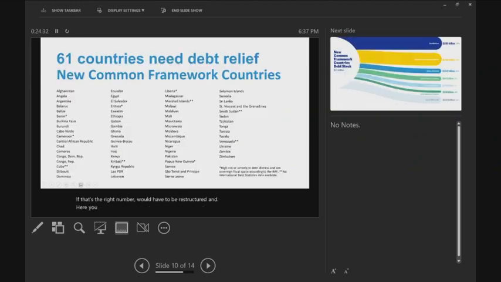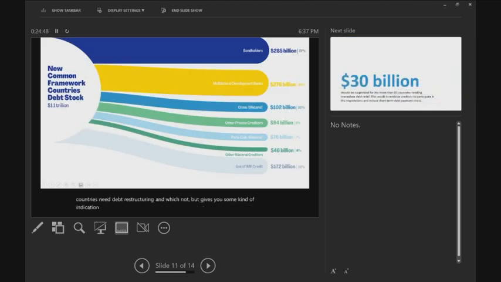Here you have a list, and it's probably not good to show the list, because we still do need a proper debt sustainability analysis to really assess which countries need debt restructuring and which not, but it gives you some kind of indication. Here you can see who's holding the debt, and of these 61 countries, the majority, 27%, is with bondholders. Then very importantly, we also have 26% with multilateral development banks.